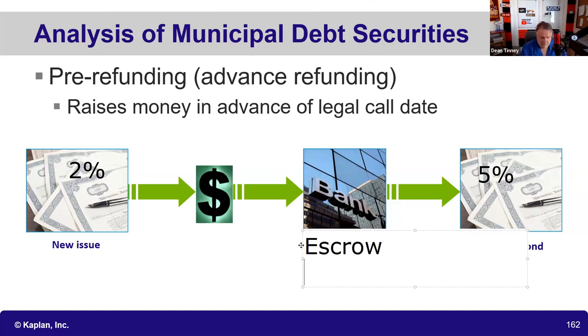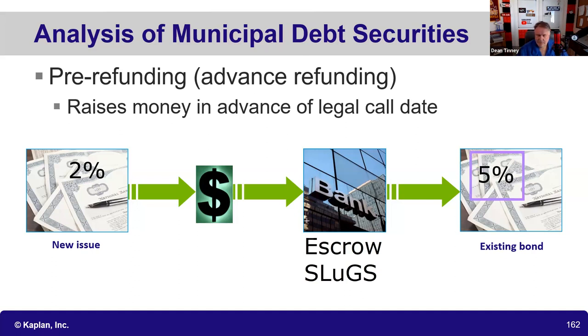And we'll buy SLUGs, state and local government securities. This isn't going to cost you any money out of pocket because we're going to invest the money at 2%. And then that way, when they pass their call protection period, we can call the bonds. None of what I just said is testable. Here comes the test question.